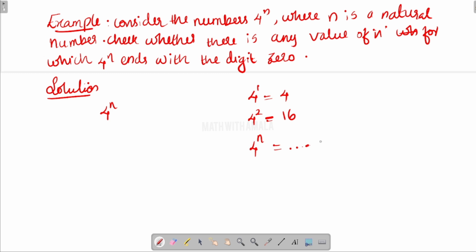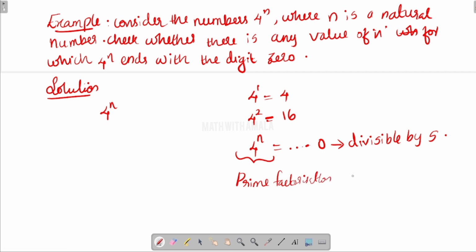4 raised to n means we can give n many values starting from 1, because n is a natural number: 1, 2, 3, 4, etc. We can give any number. Let's give 4 raised to 1, that is 4. 4 raised to 2 is 16. Likewise, if we continue, you will get 4 raised to n. And the example says, check whether there is any value of n for which 4 raised to n ends with the digit 0.